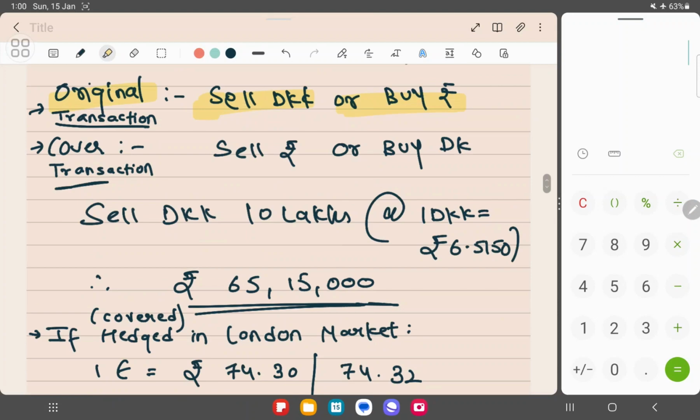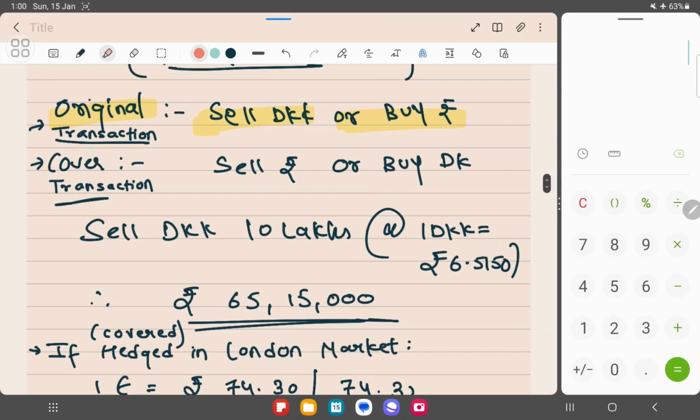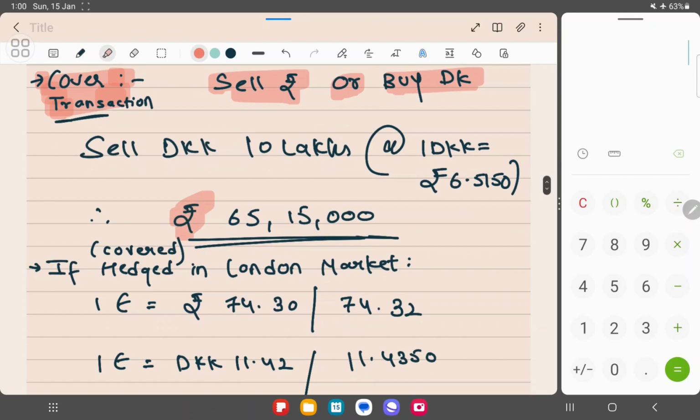See, we've already done this. If you want, I'll use a different highlighter. To cover means nothing but to hedge, to protect your foreign exchange exposure. Okay, so I'll sell rupee or buy DKK, it's the same thing. Now I have rupee in my pocket. We sold DKK and we bought rupee. That is what the banker is doing, that's given in the question.